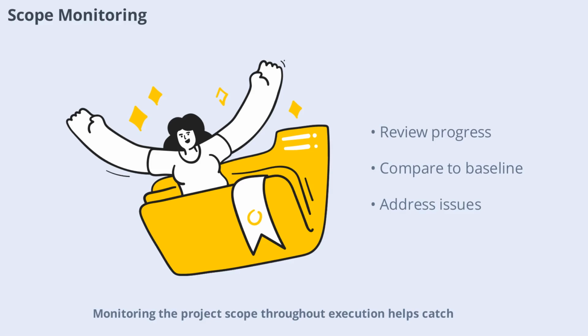Monitoring the project scope throughout execution helps catch deviations early and keep the project on track. Regular monitoring involves reviewing progress, comparing it to the scope baseline, and addressing issues as they arise. Let's explore best practices for scope monitoring.